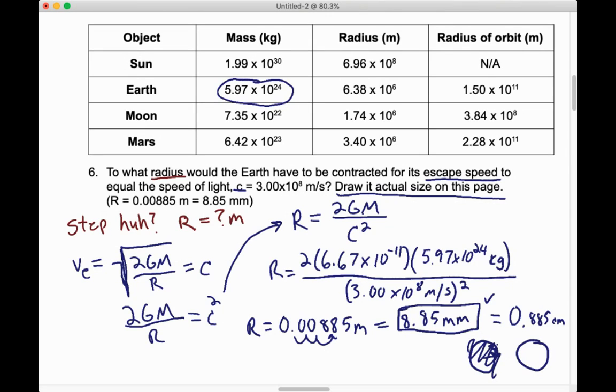So if you took the entire mass of the Earth and squeezed it down to something this size, this is our radius, 8.85 millimeters, you would turn the Earth into a black hole. It's not likely to happen, but that's how you would do it. This radius that we would squeeze the Earth down into is what's called the Schwarzschild radius. It's in the slides. So hopefully you found that interesting.